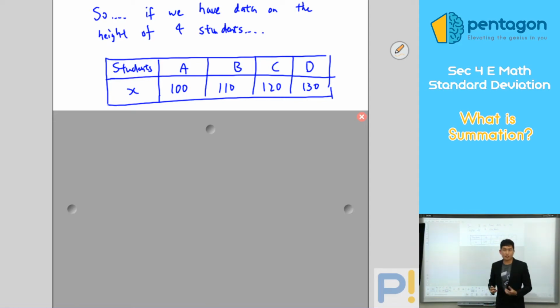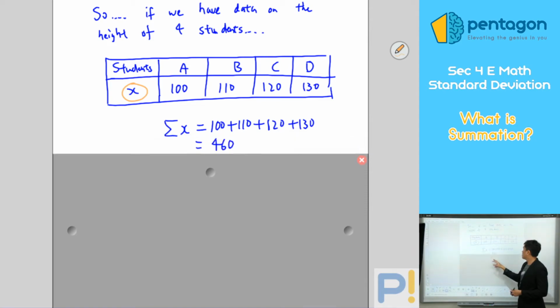Typically in your practice questions, you'll see that the variable we're going to use to represent the heights is x. X can take on many different values. It can be 100 centimeters, which will be the height of student A. If it was 130 centimeters, then it will be the height of student D. That's our variable x. And the first thing that we want to do is to sum up all the different values of x. That will give us 460 centimeters.